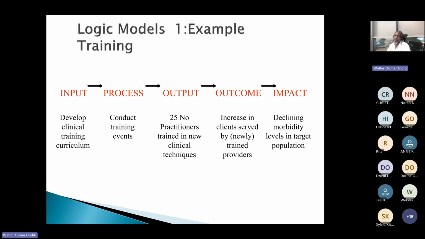Okay. Any other? There was, I don't know, Sylvia, did you speak? No, I didn't. I'm here. Okay, please. Could you explain the model again? I think I got confused.